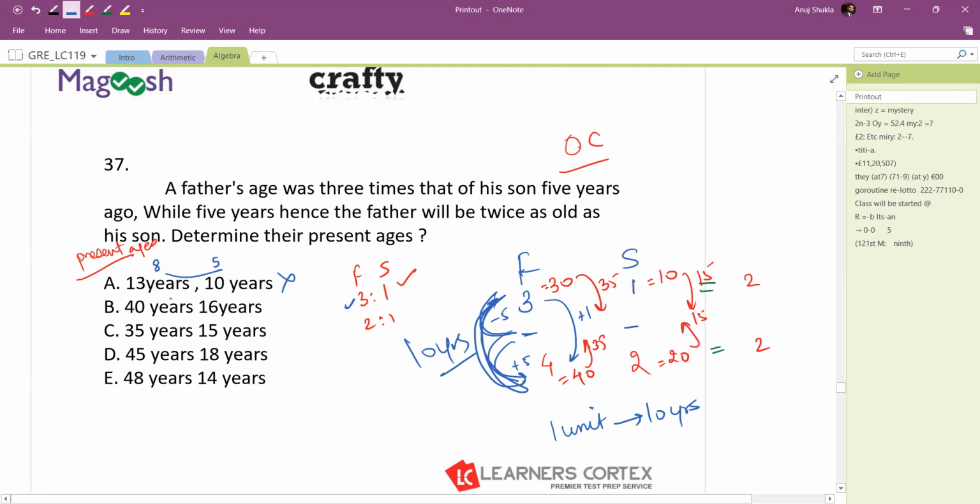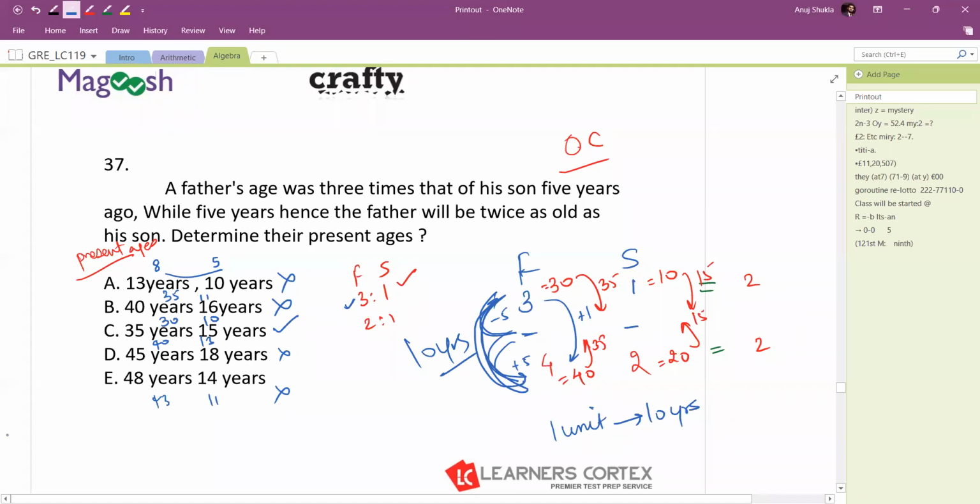40 and 16. This is 35 and 11. Is the ratio 3:1? No. 35, 15, it is 30 and 10. Is the ratio 3:1? Yes, this is the answer. Then again, you check here, it is 40 and 13. 3:1 is not the answer. Then again 48, so this will become 43 and this will become 11. Again, not 3:1.